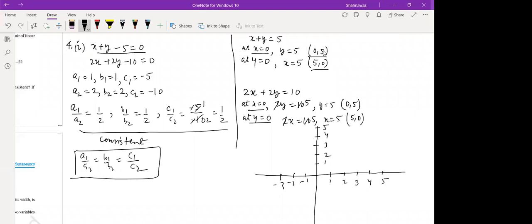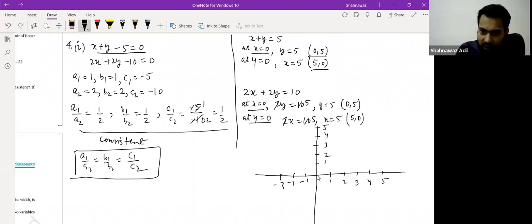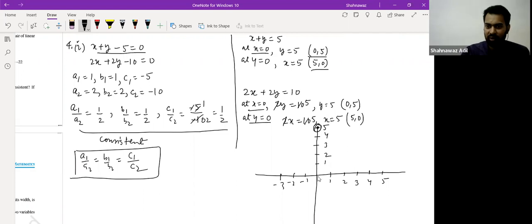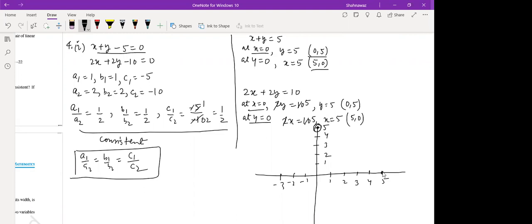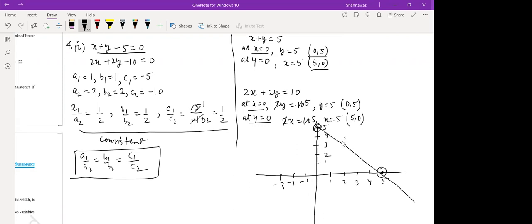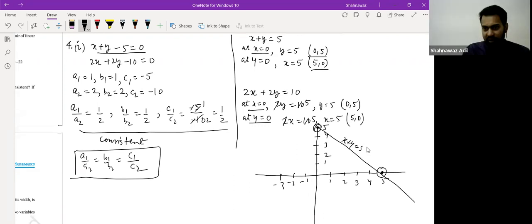So first is what? 0, 5. 0, 5 here, right? Yes. And 5, 0 is where? So this is 5. And 0 is here. So this is the line. Right. So this is x plus y is 5.